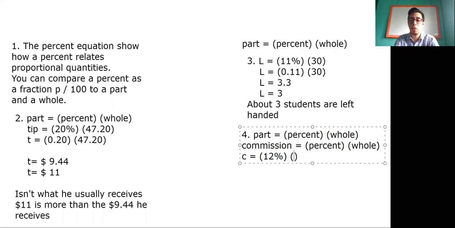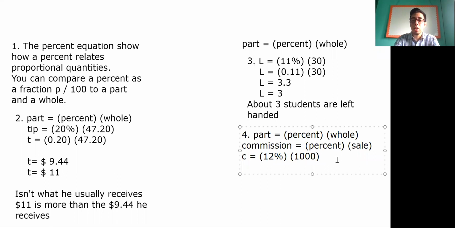What is going to be the whole? The whole is going to be the total of the sale, the sales to obtain the commission. This is the total. So the sale in this case is $1,000. Until this point, I think that you understand.